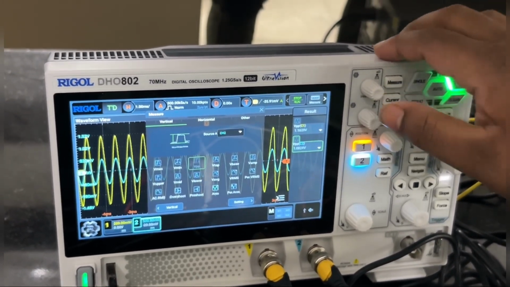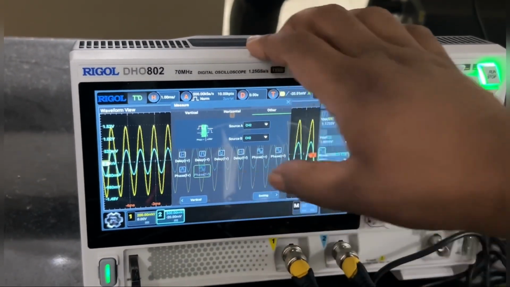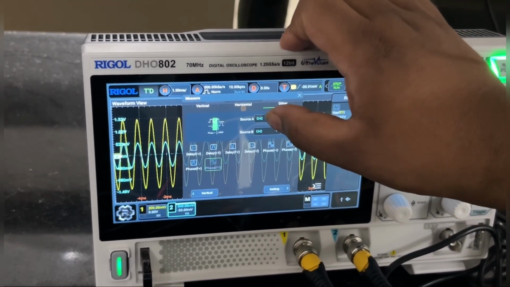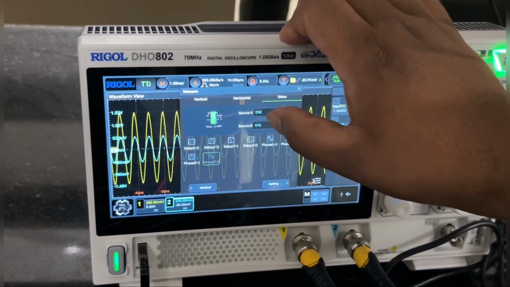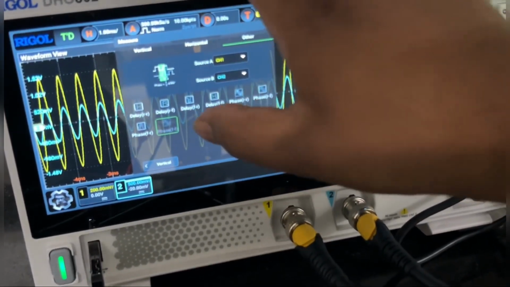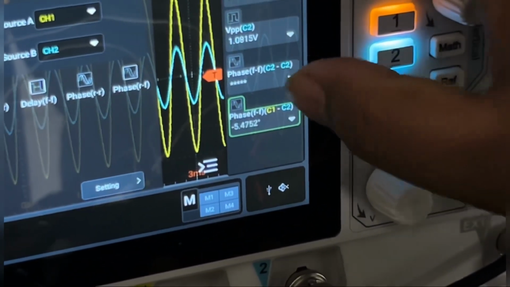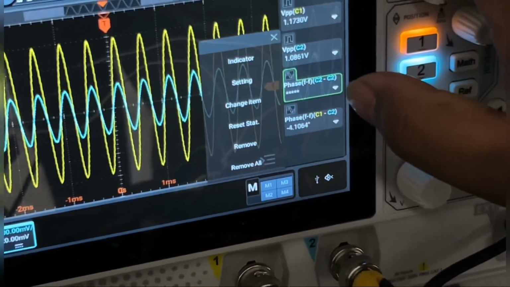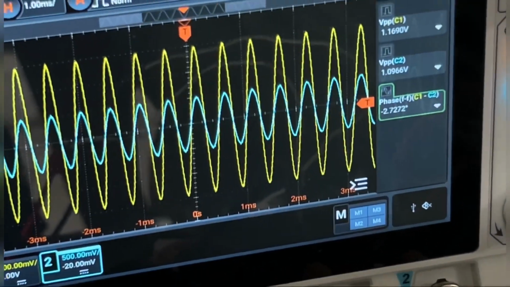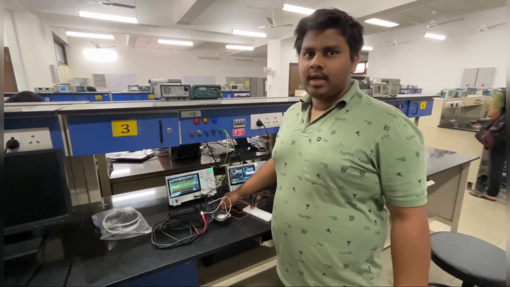We have to go to measure, then select others, and phase f minus f. Then it will show the, sorry, we have to change the source also, channel 1 minus channel 2. So this will show the phase difference of both the waveforms. We don't need the phase difference of channel 2 minus channel 2 because it will always be 0, so we can remove that. Plus we will be plotting the graph of gain versus frequency and phase.